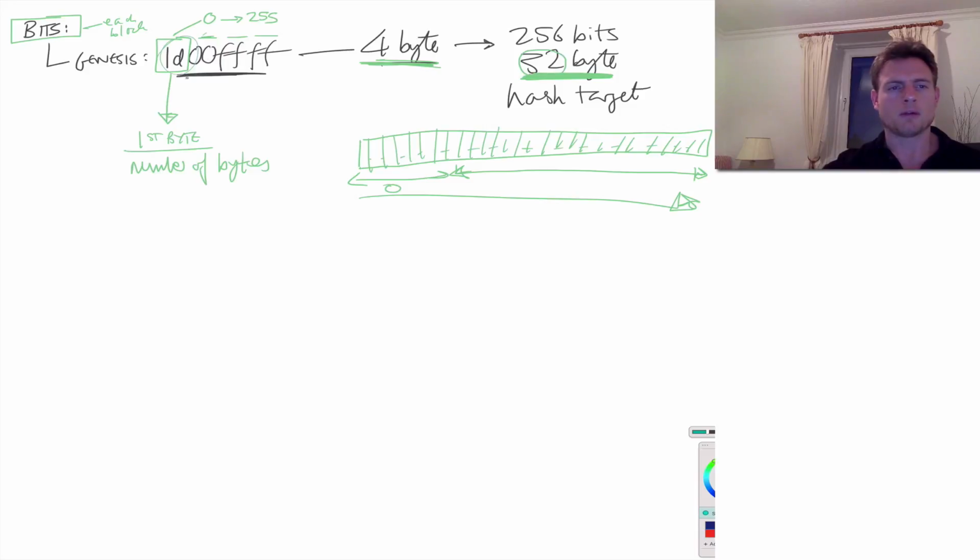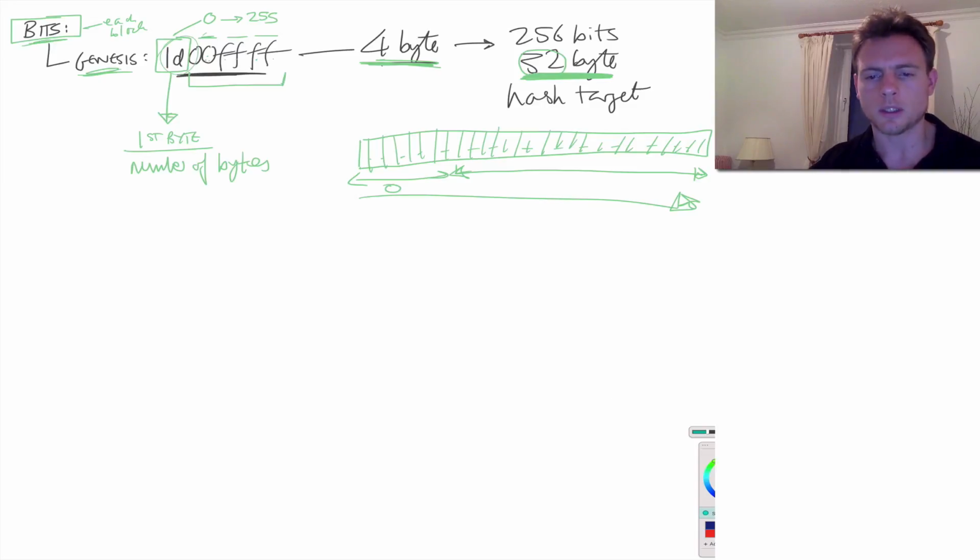Then the remaining three bytes, so 00 FF FF in this case. Remember, this is the bits value for the first ever Genesis block, right? These define the most significant figures of the target, right? The most significant figures of the target.